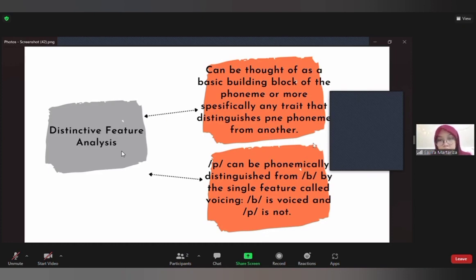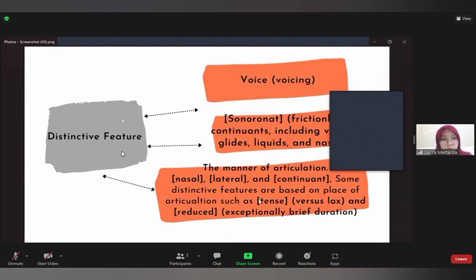A distinctive feature can be thought of as a basic building block of the phoneme, or more specifically, any trait that distinguishes one phoneme from another. P can be phonemically distinguished from B by the single feature called voicing. B is voiced and P is not. Distinctive features include voice or voicing. Voicing is the addition of a feature to a consonant.